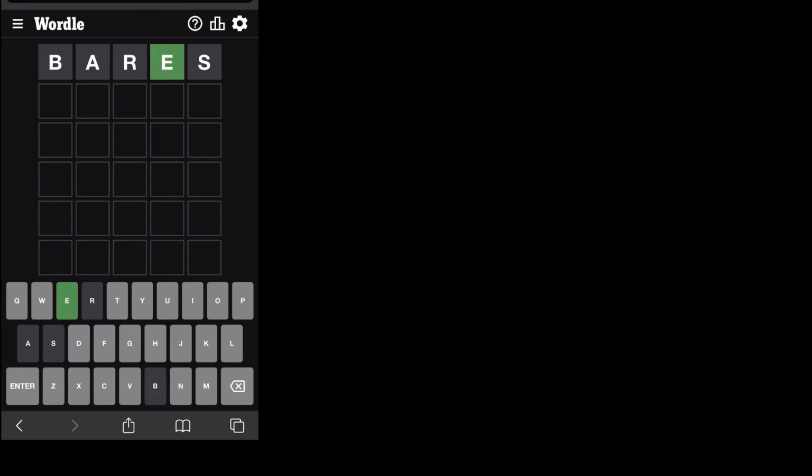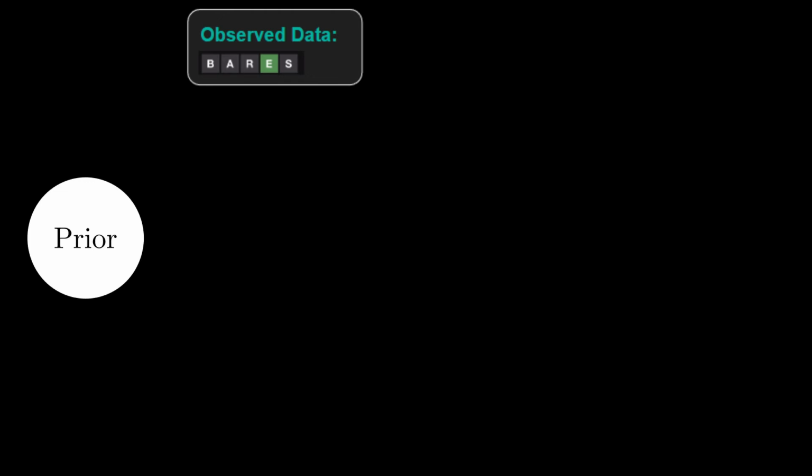I also know that the letter E is in the word that I'm looking for. It is also in the correct spot. This is new observed data. This is new evidence. That's another word you might hear. Armed with this data, or with this evidence, you can update your prior.